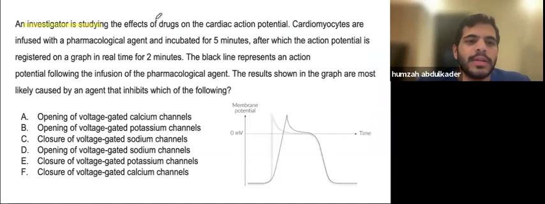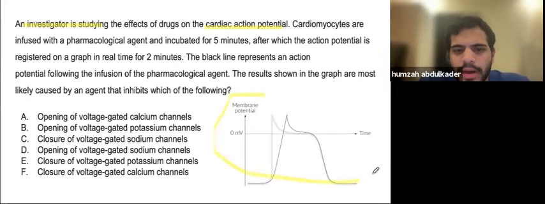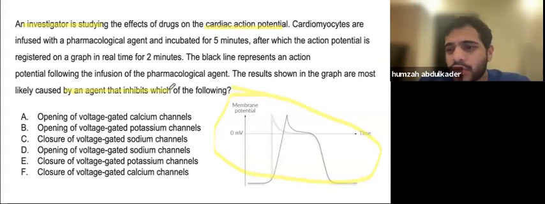An investigator studying effects of drugs on cardiac action potential: cardiomyocytes are infused with a pharmacological agent and incubated for 5 minutes, after which action potential is registered on the graph in real time. Black line represents an action potential following infusion. Okay, essentially, forget all the stuff that's written here. It gives you this graph and it's asking what the agent, basically the drug, this is talking about antiarrhythmics, inhibits which of the following. Okay? What do we think the answer is here?